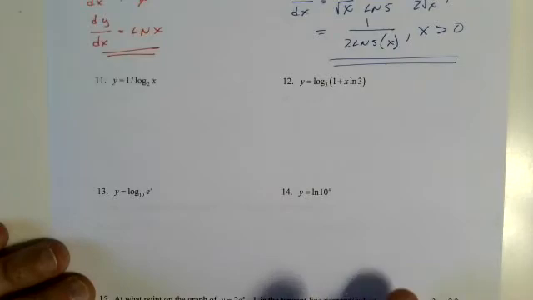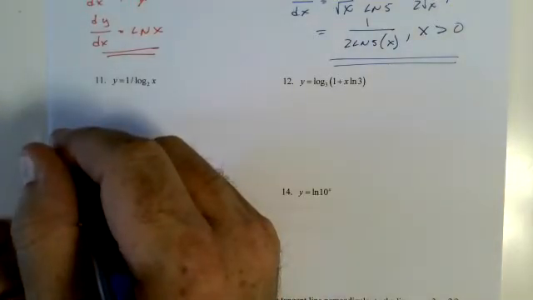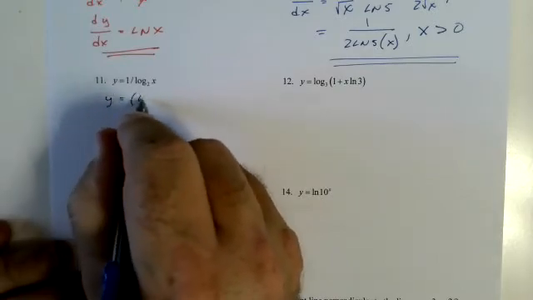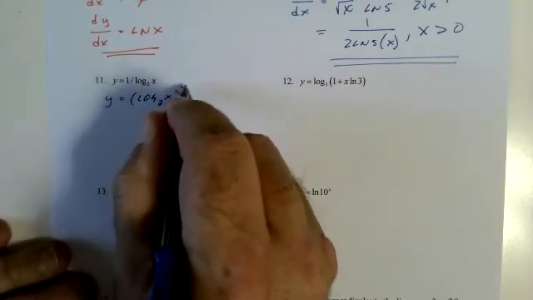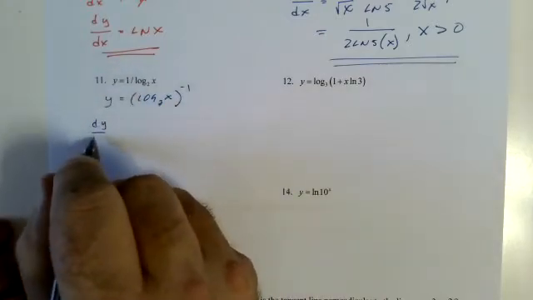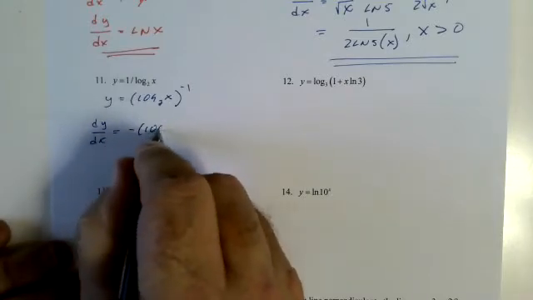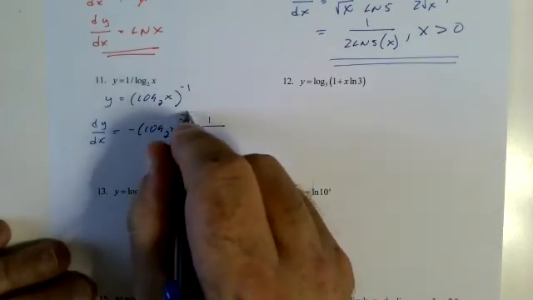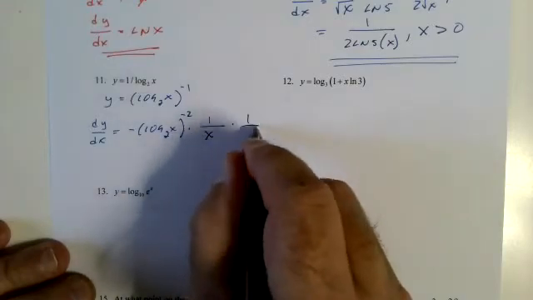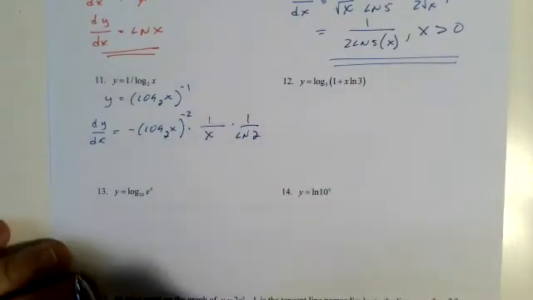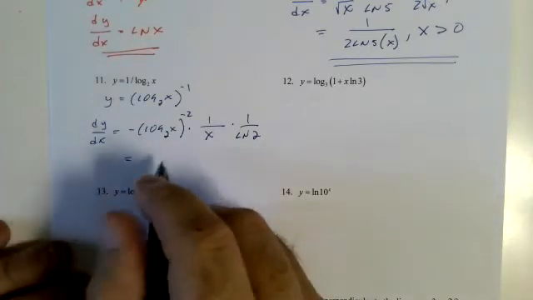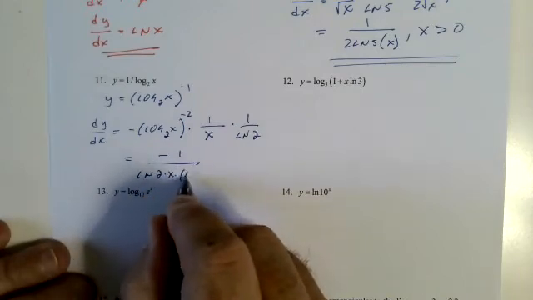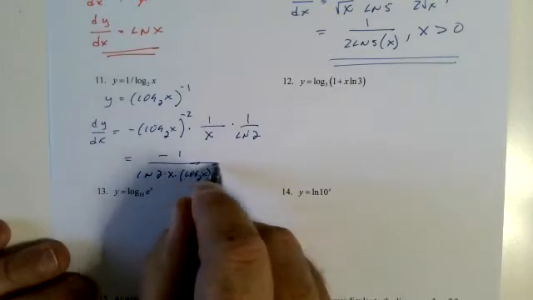1 equals 1 over log base 2 of x. I think there's probably a lot better way to do this. I can't really see it right now, so I'll just go with that. Dy dx equals negative log base 2 of x times 1 over, wait a second, 1 over x times 1 over ln of 2. I guess that's it. Equals negative 1 over ln of 2 x log base 2 of x squared.